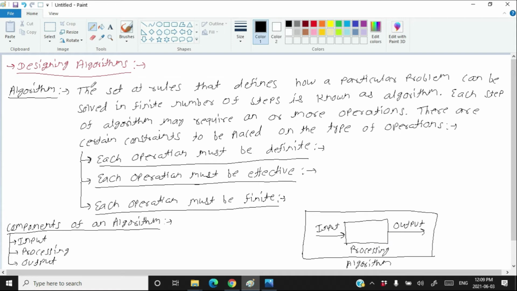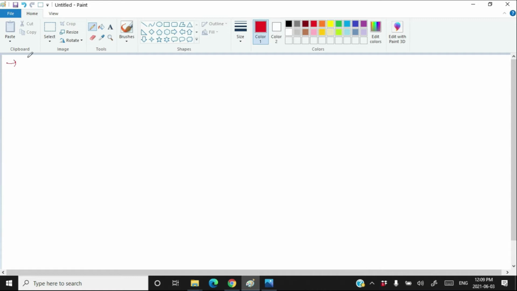Now let's see the characteristics of a good algorithm. What are the characteristics of a good algorithm? The first one is precision. That means steps of an algorithm should not be confusing. There should be a precise number of steps doing precise things. There should not be any confusion regarding the number of steps and what each step is doing. There should be precision in the algorithm.